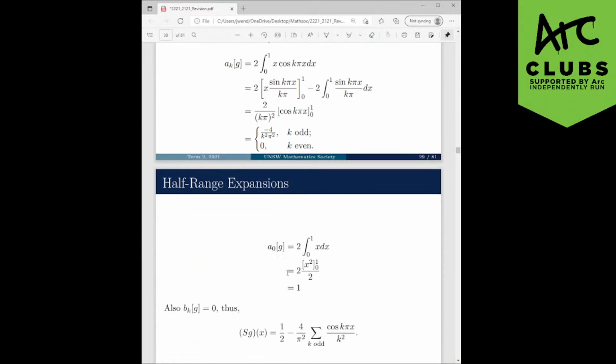A0, remember you evaluate this separately from the ak. So instead of x times cosine k pi x, you just have x. And evaluating this, going from 0 to 1, you'll get a nice little 1. And bk is 0, as I said before, since this is an even extension.